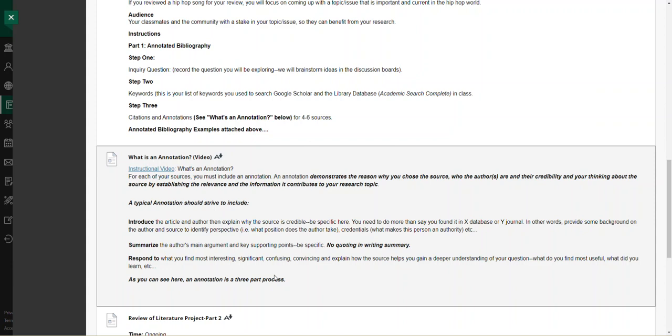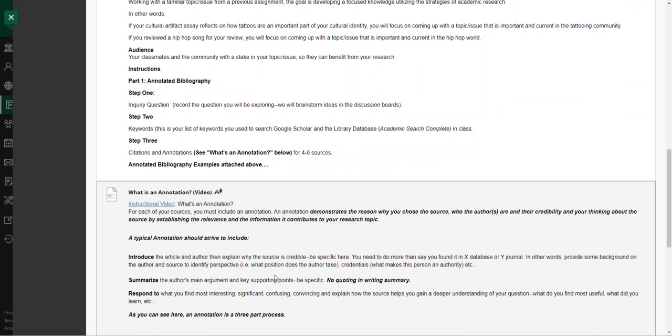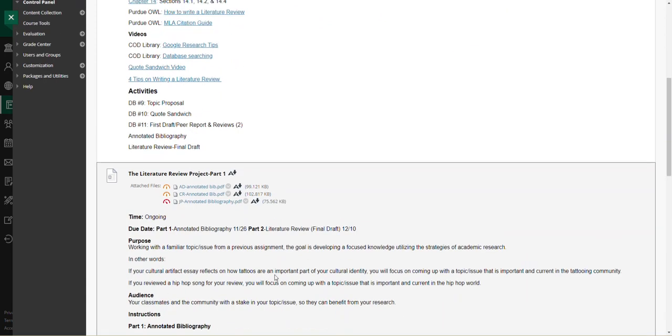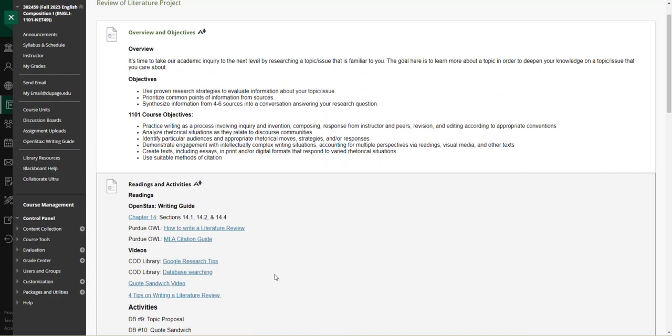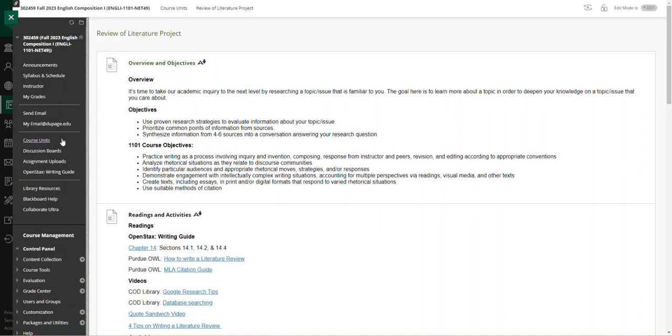I believe for the most part, all of the annotated bibliography examples demonstrate this structure. Okay, so those are uploaded there. Those are really the necessary tools to get you moving in the right direction.